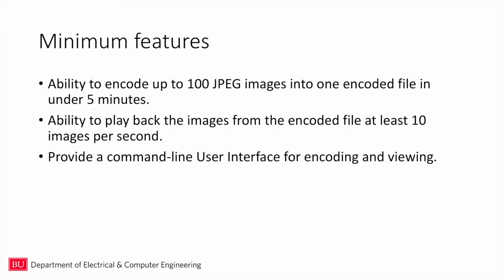The minimum features that the team implemented are the following. The ability to encode up to 100 JPEG images into one encoded file in under 5 minutes. The ability to play back the images from the encoded file at least 10 images per second. The ability to provide a command line user interface for encoding and viewing.